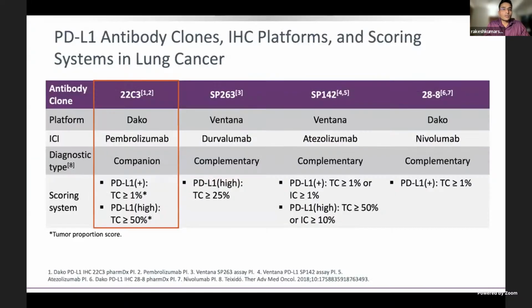So PDL1 overexpression, there are various platforms available, which can be DAKO 22C3, Ventana SP263, SP142, 288. Commonly used platform is DAKO, and it is a companion kit for pembrolizumab, and various other platforms are complementary to various molecules.